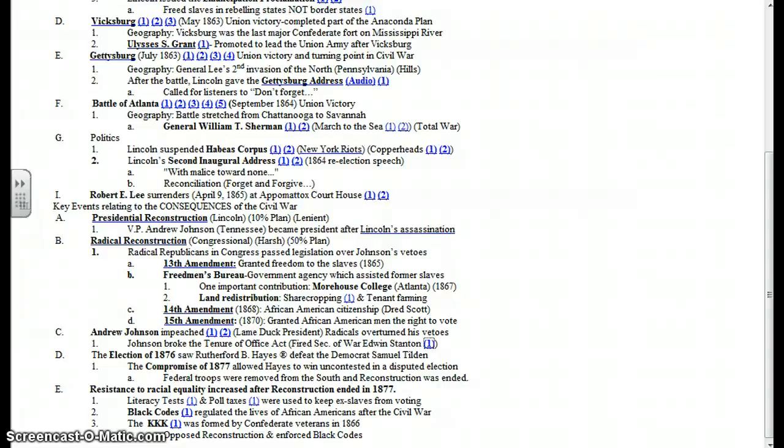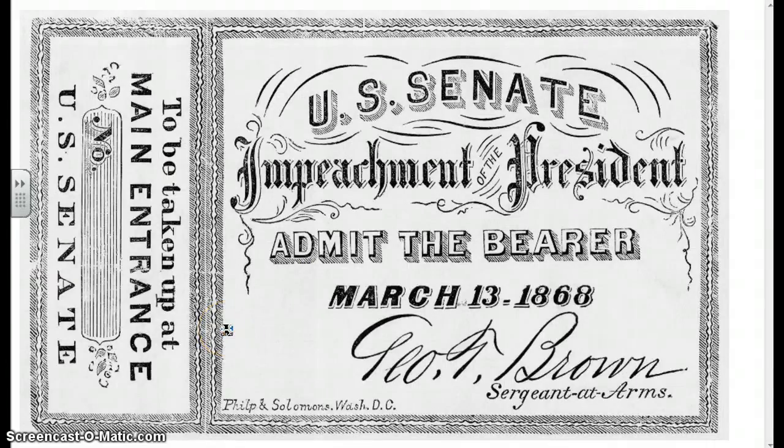Johnson fired him anyway, and it led to his impeachment. Johnson was acquitted of the charges, which means not found guilty, by one vote.